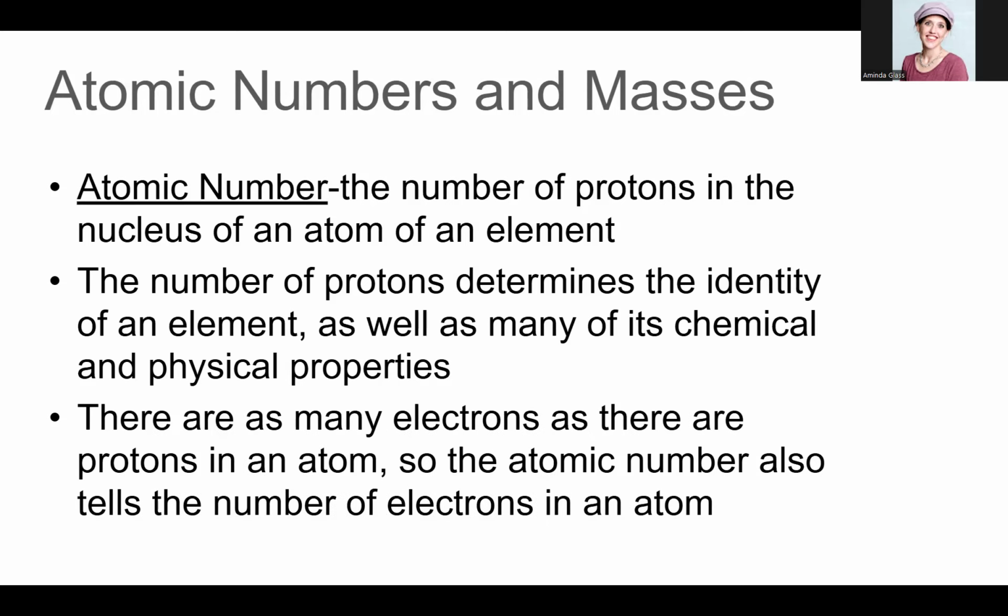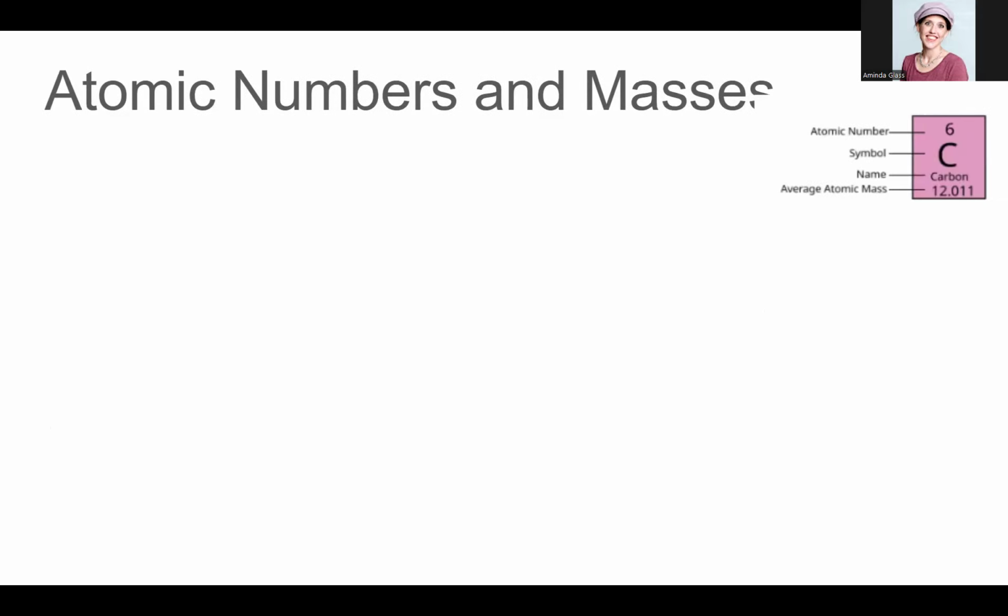There are as many electrons as there are protons in an atom. So the atomic number also tells the number of electrons in an atom. Remember, the atom is neutral. So a neutral atom has the same number of protons as it does electrons. The atomic number tells us the number of protons. If it's neutral, it tells us the number of electrons as well.